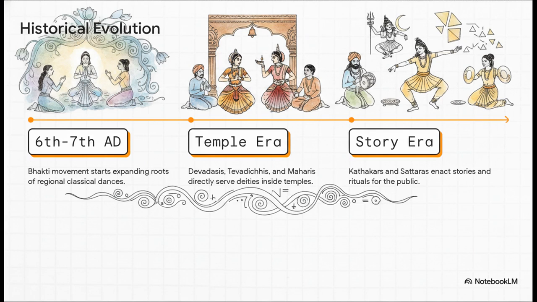During the temple puja era, dancers like the Devadasis and Tevadikchis in the south and the Maharis of Odisha served the deity directly inside the temples. Then it moved outward into a whole storytelling era. You had Kathakars in the north enacting rituals and praising Lord Shiva's Tandava for the public, while the Satarayas of Assam and the Bhagavatars performed 64 distinct rituals through dance. Dance literally became the ultimate tool for public storytelling.